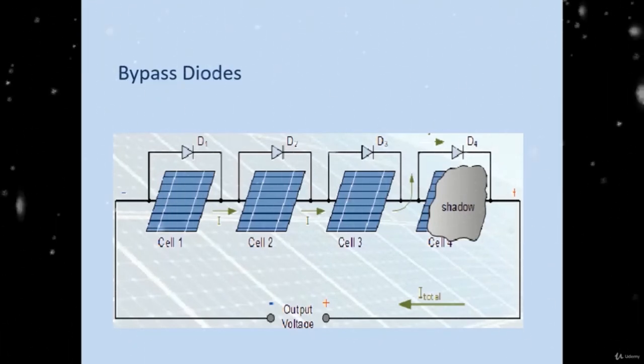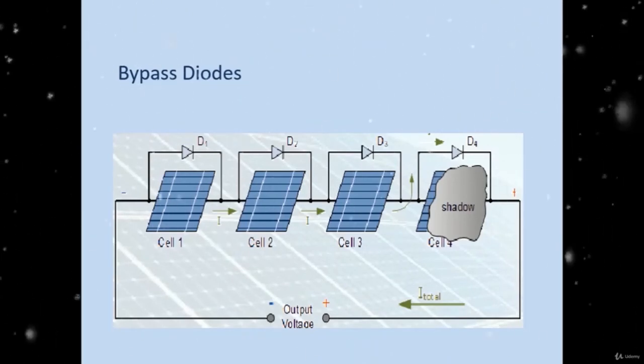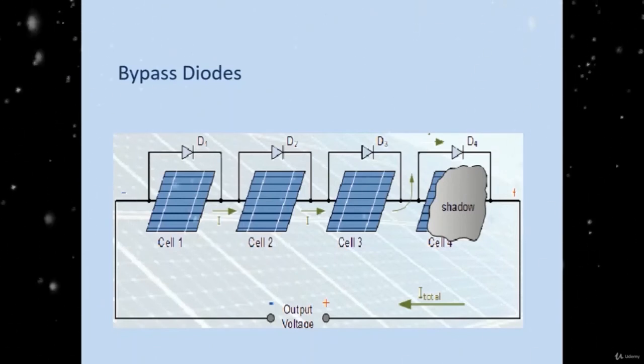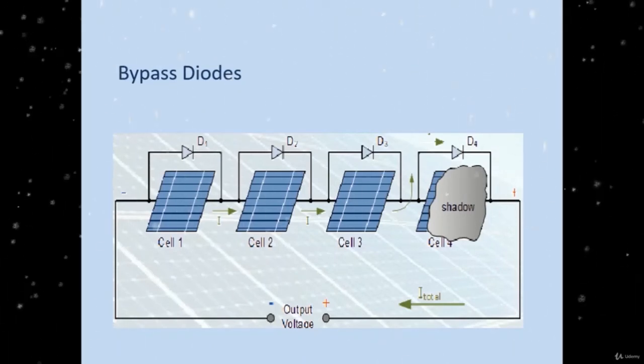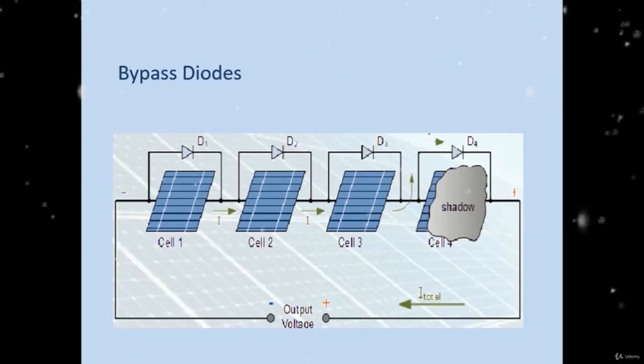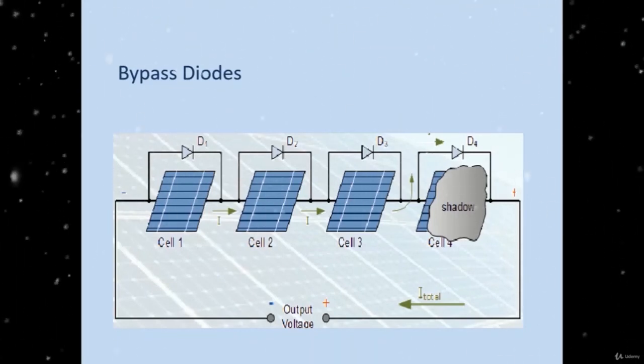So the PV panels come with a number of sets, often 3 sets. The cells in the set are connected in series and the sets together are connected in parallel. So when one set has a shadow, the bypass diode carries the current and completes the set.